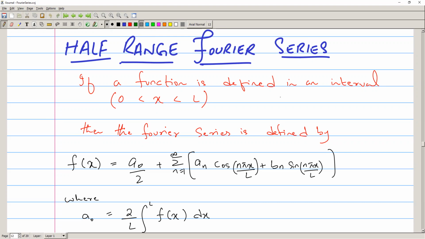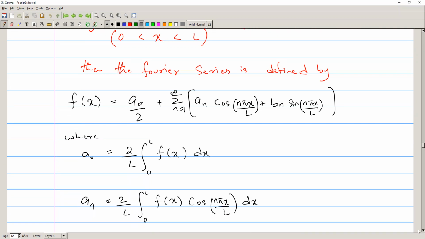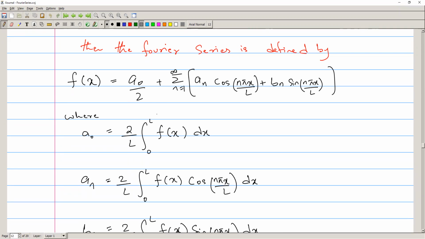If a function is defined in an interval 0 to L, then the Fourier series is defined by f of x equals a naught over 2 plus sigma n runs from 1 to infinity a n cos n pi x over L plus b n sin n pi x over L. The idea is the same for solving the series. The coefficients are the same. In this case, a naught will be equal to 2 over L integral 0 to L f of x dx, right?